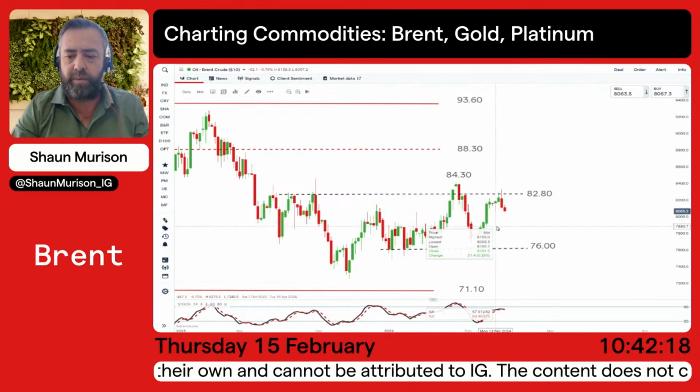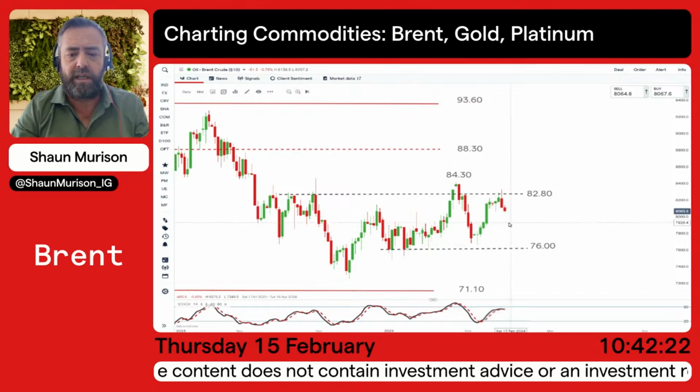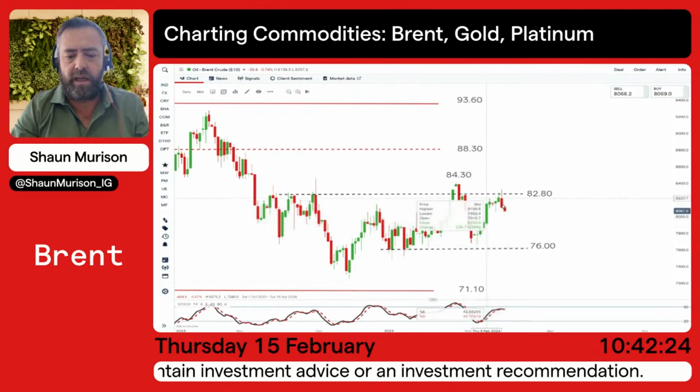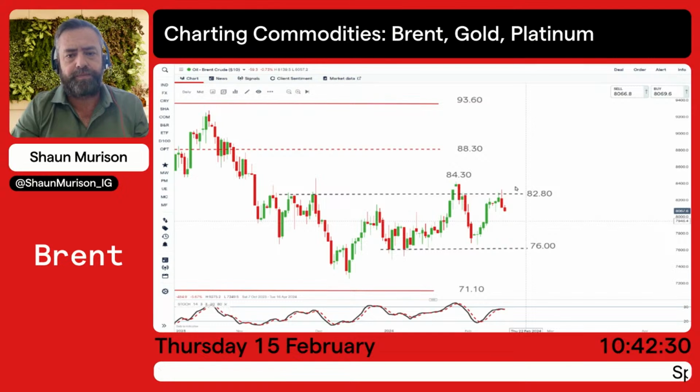I think you could have a level of support sitting at about $78.80 or $78.90 per barrel initially. And if you were trading that on the short side, maybe having a stop on a close above that 82.80 level might be a consideration. Okay, looking at gold.